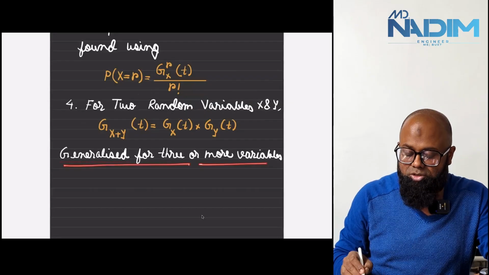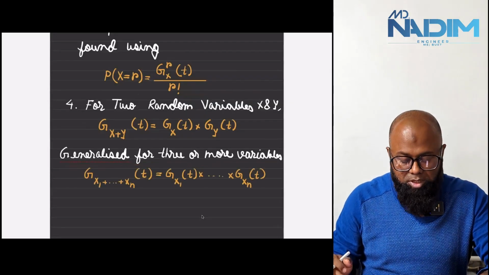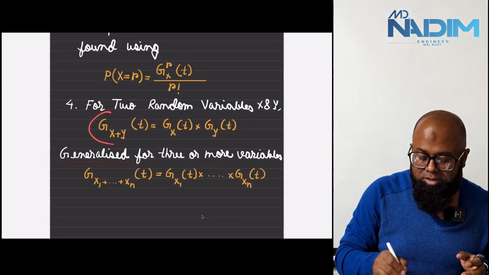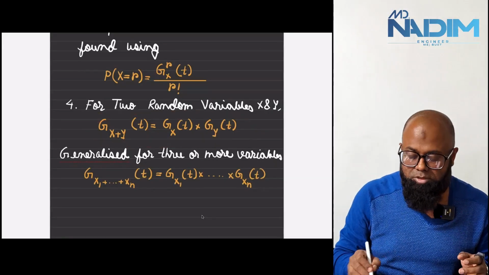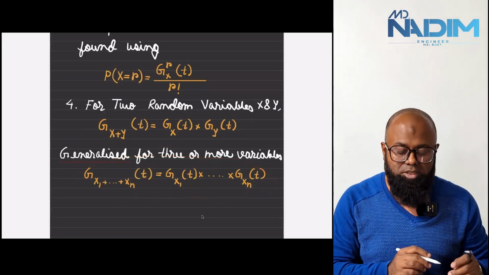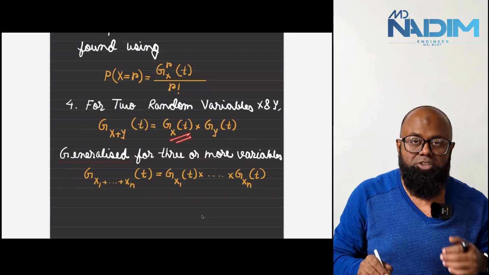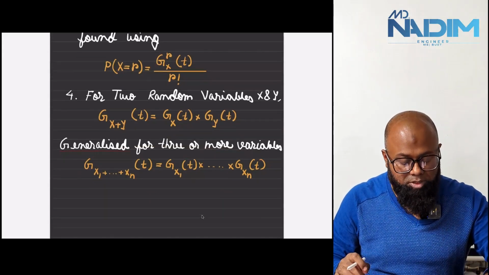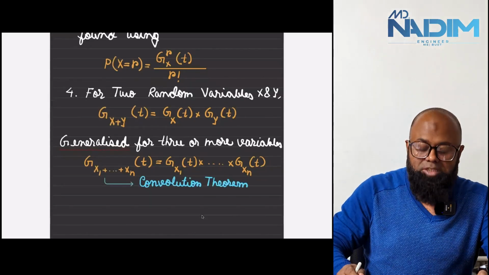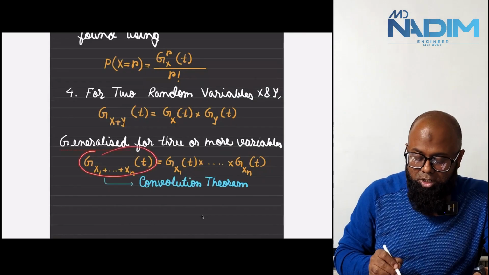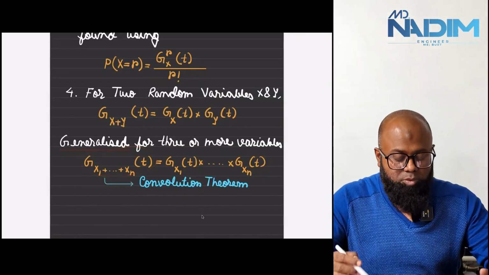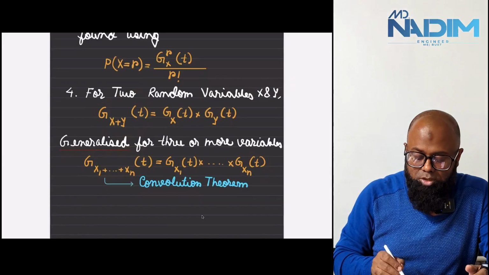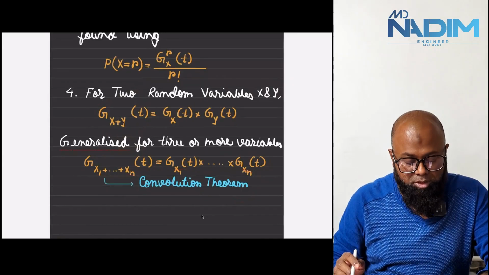Generalized for three or more variables. That means if we have two variables, then this one. If we have more than two variables, then this is the generalized form: just the generating function for variable X, the generating function for variable Y, multiply all of them. That's all. Then we have to know that this is called the convolution theorem. The way we get the generating function for two or more random variables is called the convolution theorem.